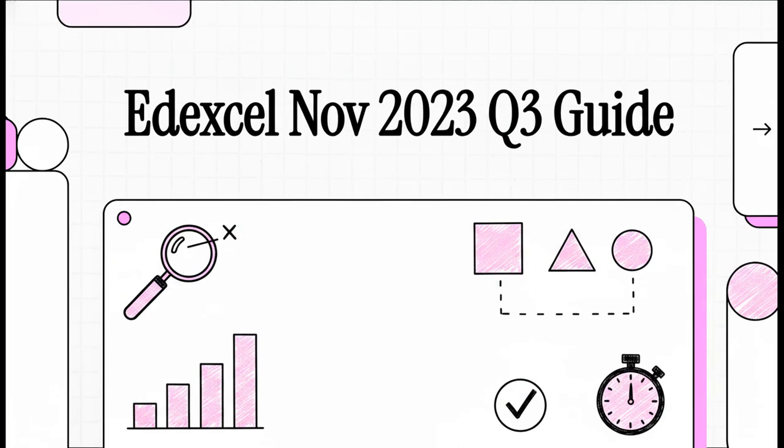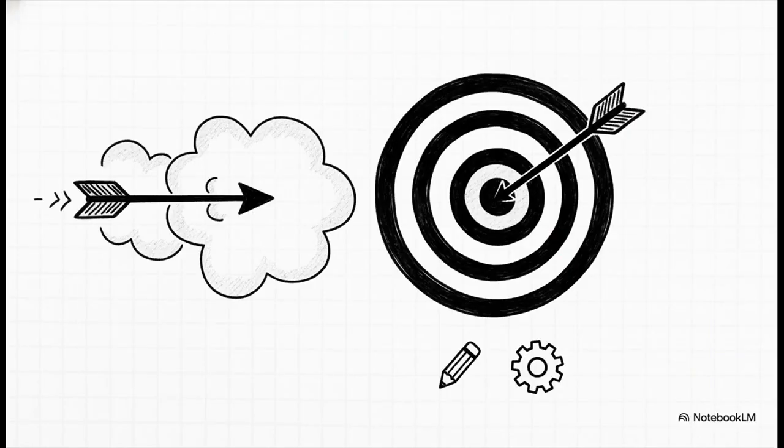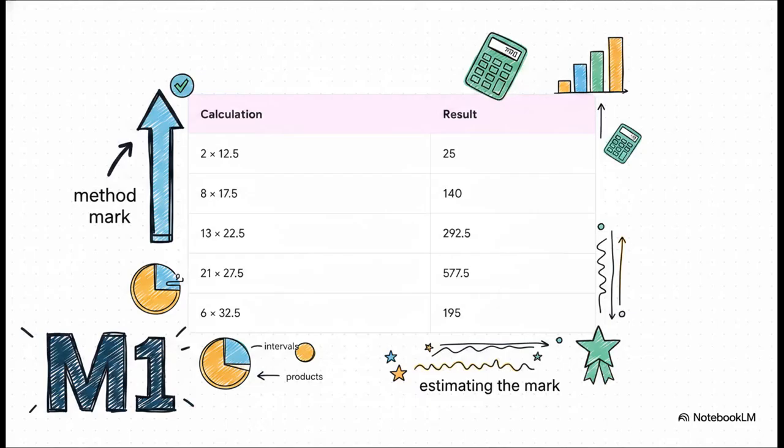Welcome to the Explainer. Today, we are jumping right into decoding question 3 from the Pearson Edexcel November 2023 3H paper. Let's get straight to it. Question 3, the anatomy of an answer. We're bypassing the fluff and breaking down exactly how to secure every single available mark for parts A and B.